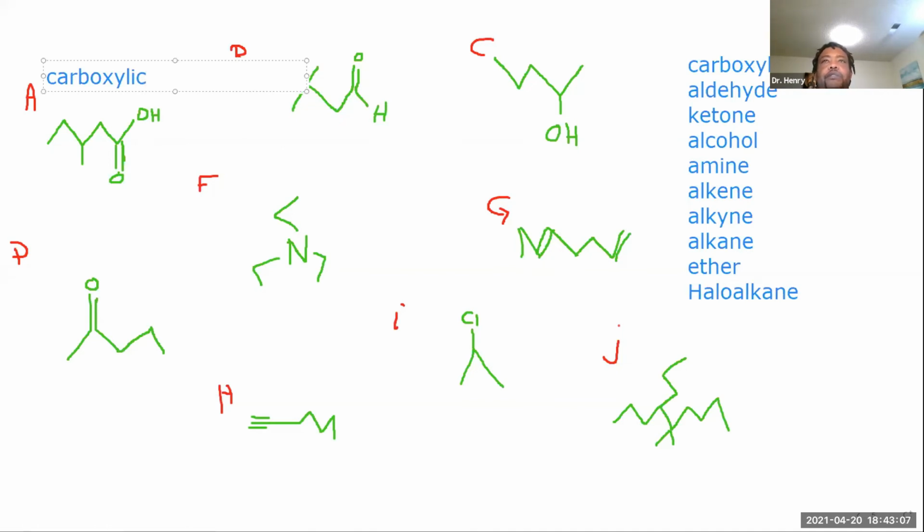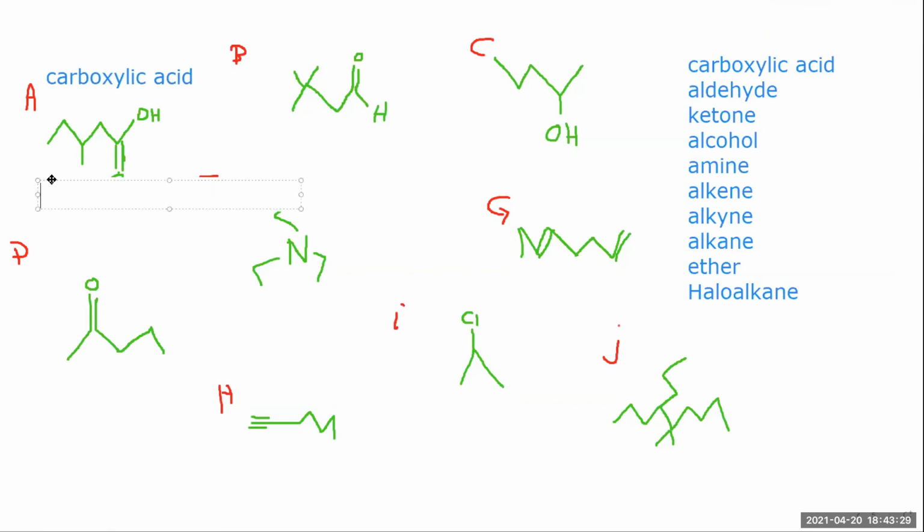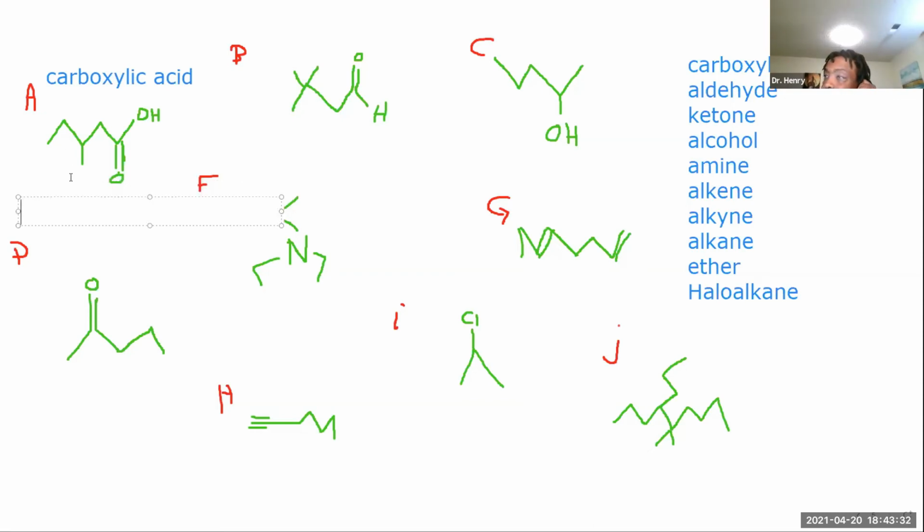Haloalkanes must have a halogen. Halogens are fluorine, chlorine, bromine. So, okay. Now, what would be the name of A? The actual name of it. So 1, 2... Pentanoic acid. No, not pentonic acid. Pentanoic.